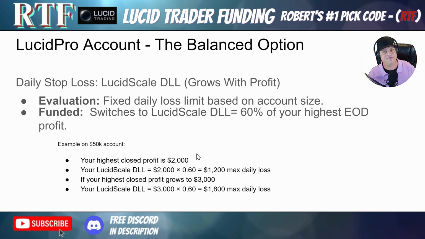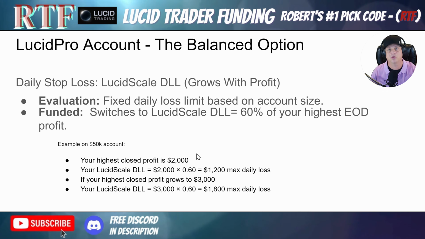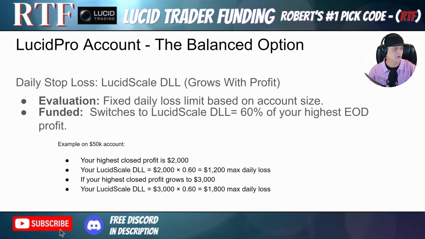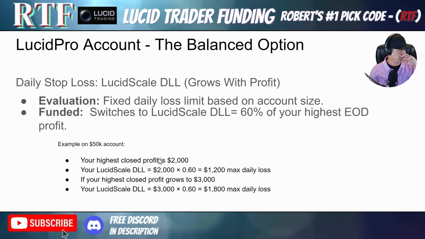It's basically a safety net that grows with your success. But it's important to note with this that if you start drawing down, the daily loss limit doesn't go down. It only goes up. So you have to be aware of that. If you start drawing down, your daily loss limit will still be big because it'll be based on what your highest end of day profit was.